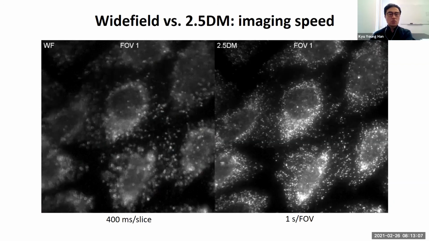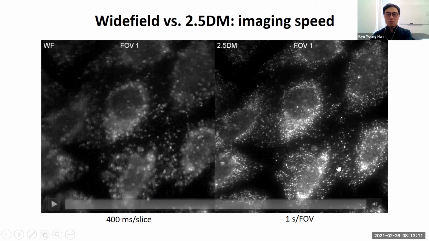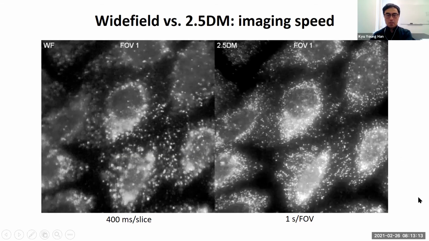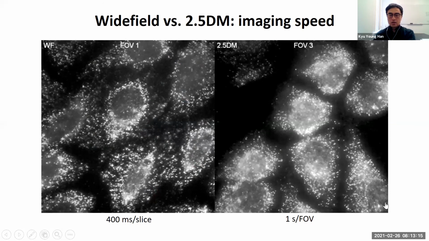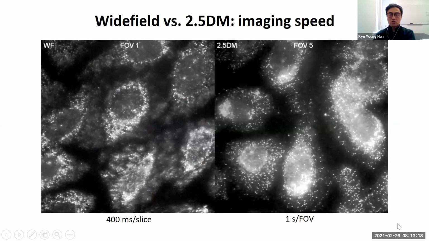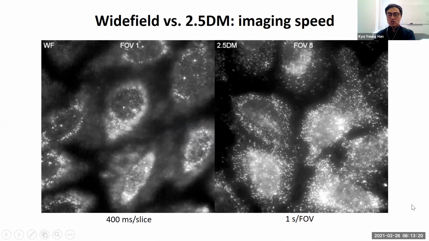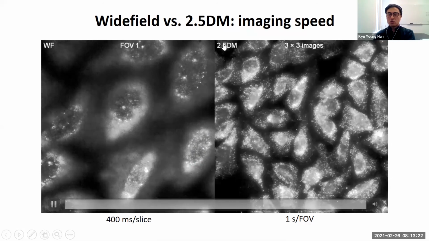This is a simple comparison of the imaging speed of wide field versus 2.5D. As shown here, this is a real-time result. As you see, 2.5D completes a 3x3 grid of imaging. However, the wide field imaging technique is still imaging the first field of view.